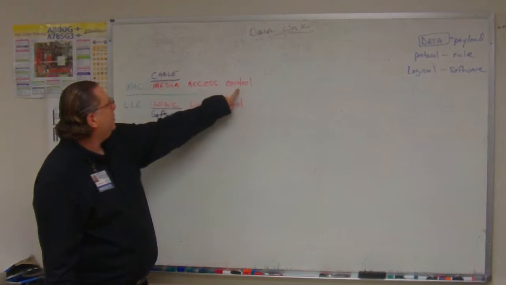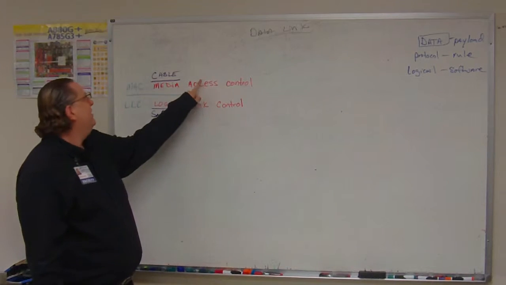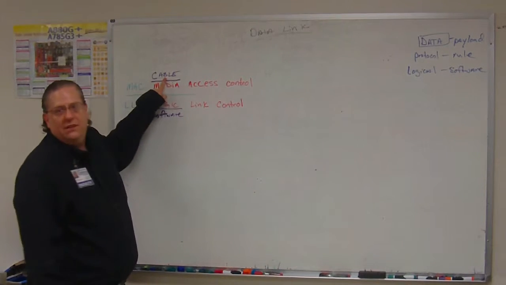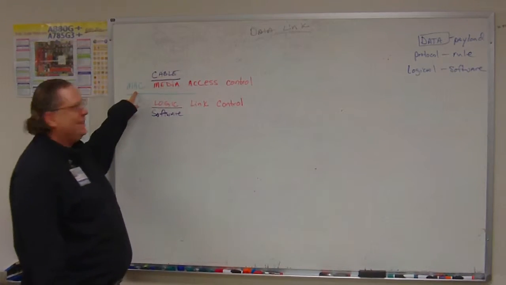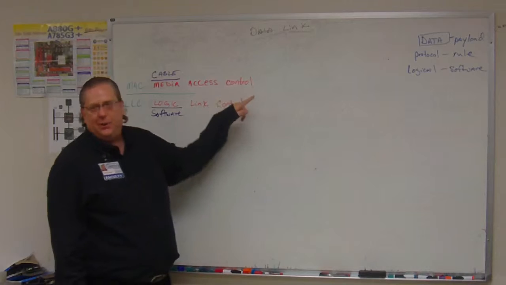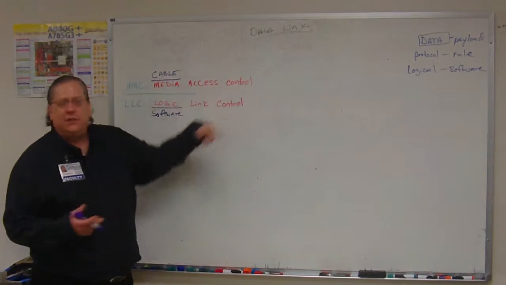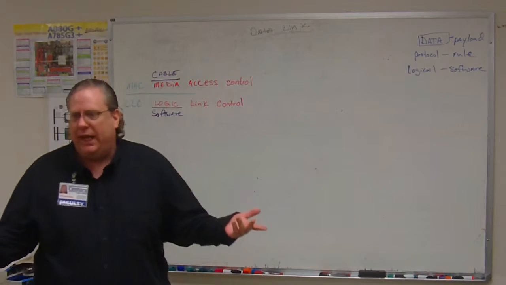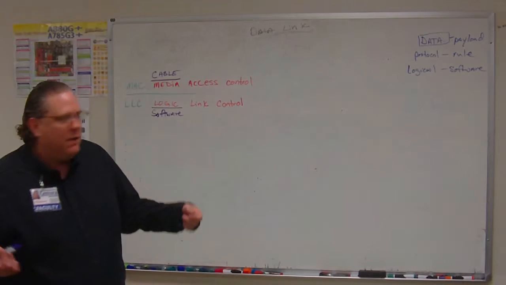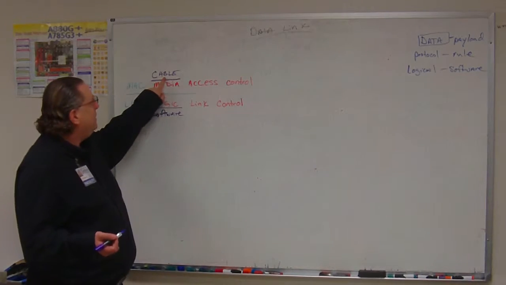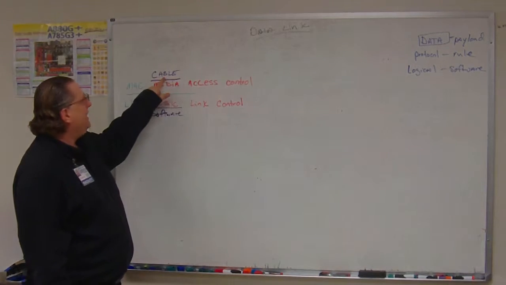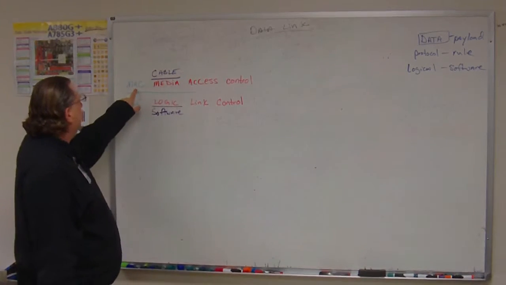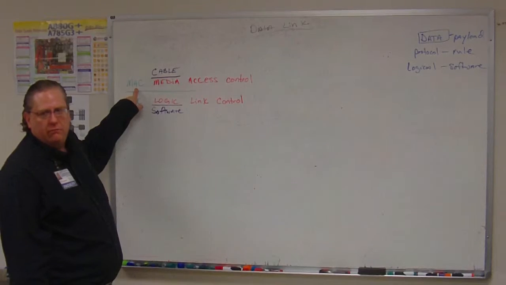Let's break it down. Control access to the cable. How do we control access to the cable? With the MAC address. So they're telling you, I didn't understand media access control. That sounds complicated. It sounds like stereo instructions. But when I replaced media with cable, and then I read it backwards, and I said I'm trying to control access to the cable, then I understood what a MAC address was for.